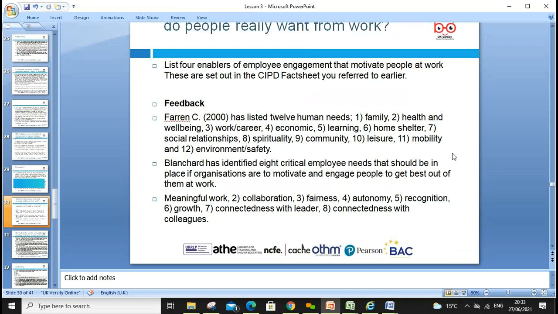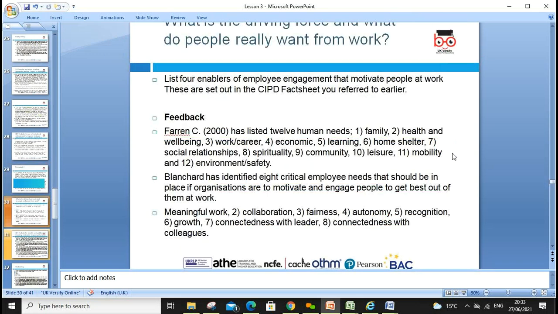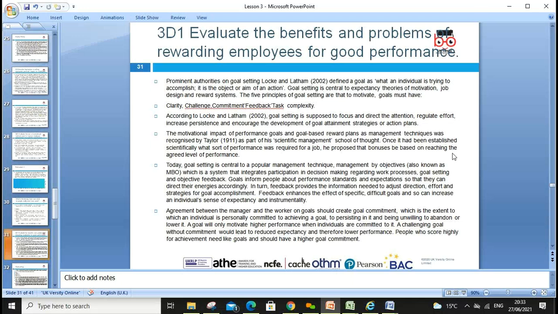Four enablers, a lot of enablers being discussed here, not just four. We can discuss four. So we can look at family, health, and well-being. Balance has identified eight critical implied needs. And meaningful cooperation, praise, autonomy, and recognition all need to be given, so employees will be motivated. That is crucial. These are activities we can do.